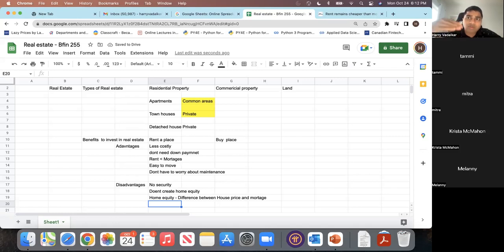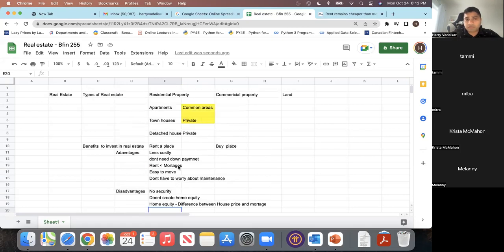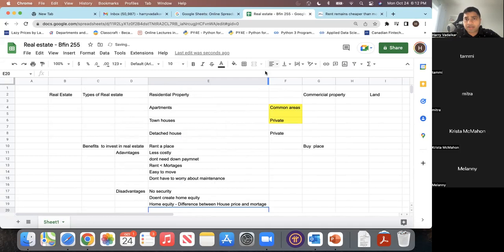So as you pay down your mortgage over the years, when you own it, your home equity starts to grow. But if you're renting, you're not creating any home equity. The house that you're living in, right, is not your investment. Okay, rent is an expense. Once you pay the rent, you're never going to get it back. Okay, major disadvantages of renting a place.